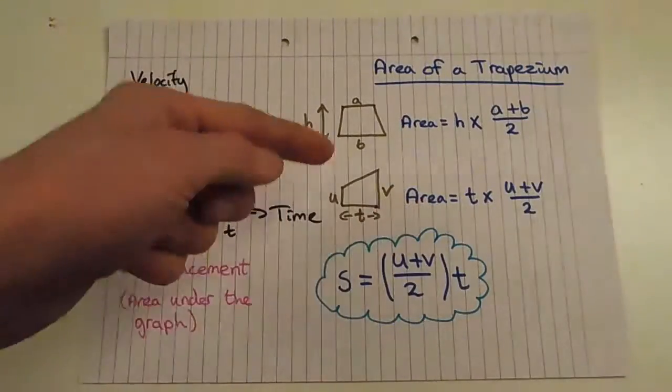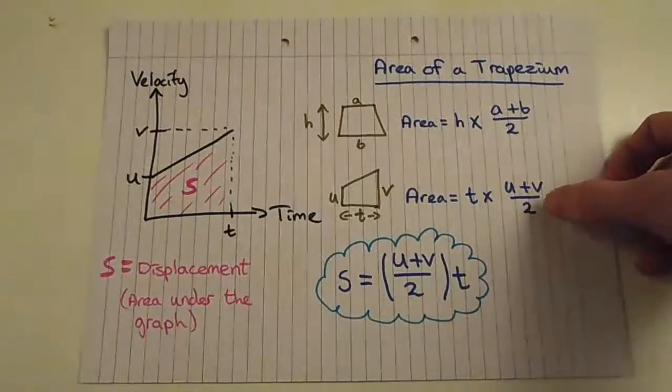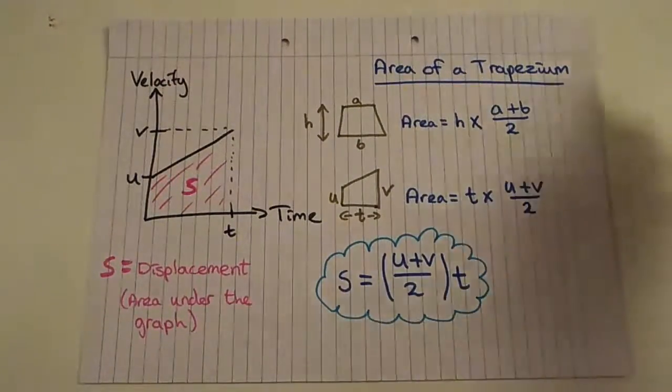So what we get is that the area is equal to time multiplied by u plus v over 2, and that's our first formula. s equals u plus v over 2 times t.